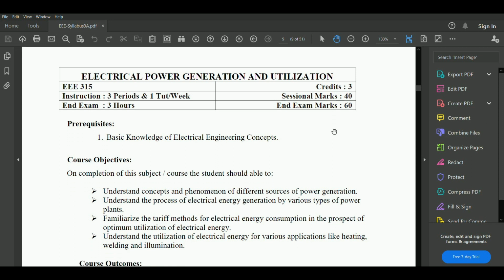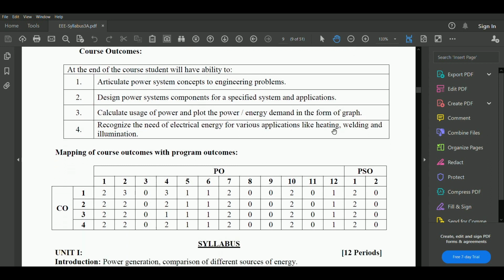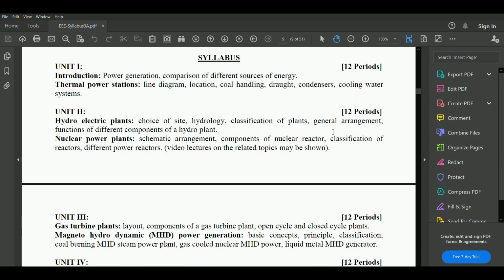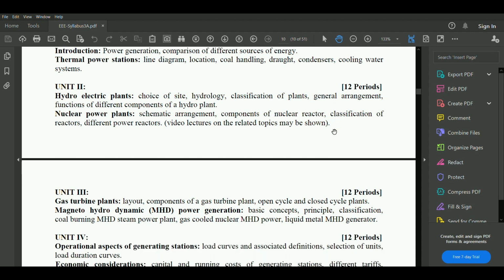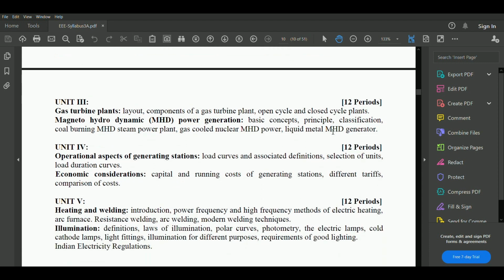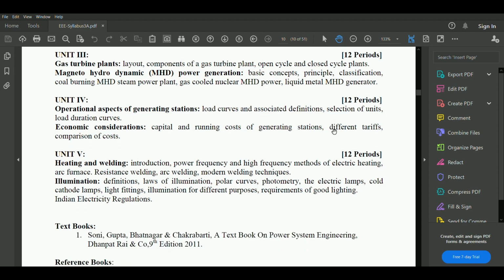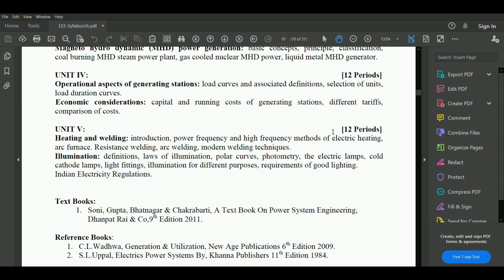As per the curriculum considered, in first three units we will learn about thermal power stations, hydroelectric plants, nuclear power plants, gas turbine plants, and MHD, magneto-hydrodynamic power generation. And in Unit 4, we will look into the operational and economical aspects of generating stations. And in Unit 5, we will discuss how electric energy is utilized for heating and welding, and also about illumination, lighting, illumination laws, and what type of lighting should be used for different systems. And all these topics we are going to cover in this course.